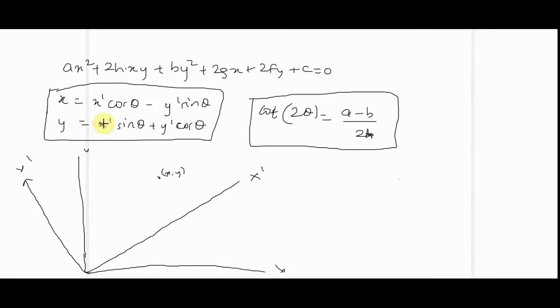Now the other part of this equation, y equal to x prime sin theta plus y prime cos theta. We use the fact that this distance is y and this is y prime, and now we consider this part. So this is x prime, as we know, and this is x.